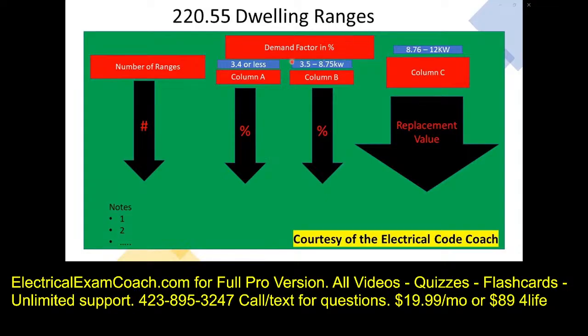The reason that's so important for us to watch out is because column A and column B are multipliers. They're actual demand factors. But column C is a replacement value, and you'll understand more of what that means as we get farther through this video. Starting on the left-hand side in column A, this is when your individual range falls 3.4 or less kWs. In column B is when our ranges, the individual range itself, falls in between 3.5 and 8 3/4. Then column C is when our ranges are 8.76 through 12 kW.